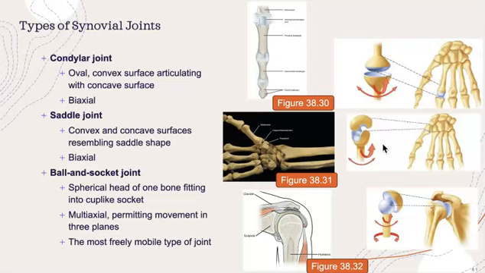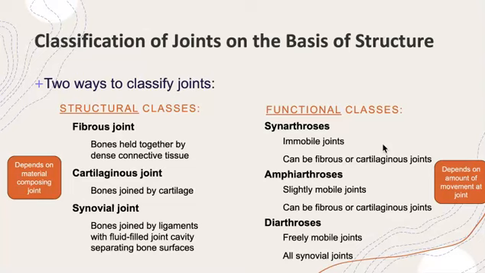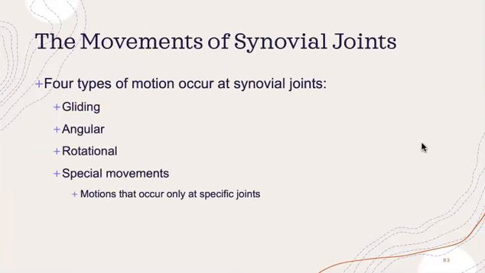And these are the most freely mobile types of joints we have within our body, which means that they are the least stable. So let's talk a little bit more about the movements. And so we are going to focus more on the functional classifications here, even though I kind of trickled those in as we were talking about the structural classifications. But next, we're going to focus more on what those movements are. So we'll cover gliding, angular, rotational, and some special movements within specific joints.